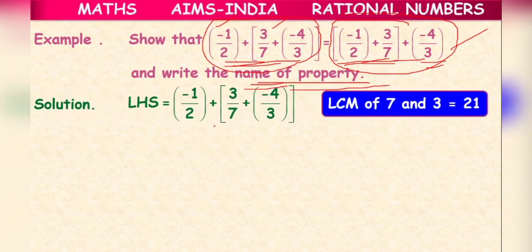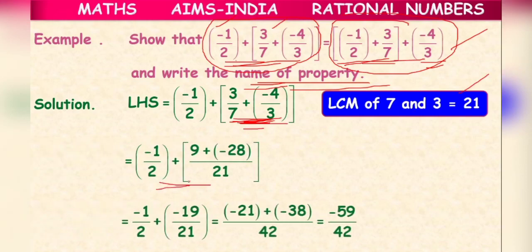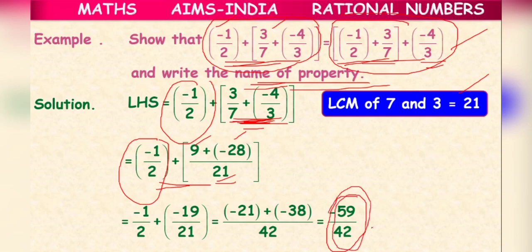Let's check the associative property. First, we have to simplify the grouped rational numbers. 7 3s LCM 21. After simplification, this simplification no need to explain, you already know. Minus 1 by 2 we are writing like that only. 7 3s LCM 21, 7 3s are 21, 3 3s are 9, minus 28. After simplification, what is the answer? Minus 59 by 42. LHS part.